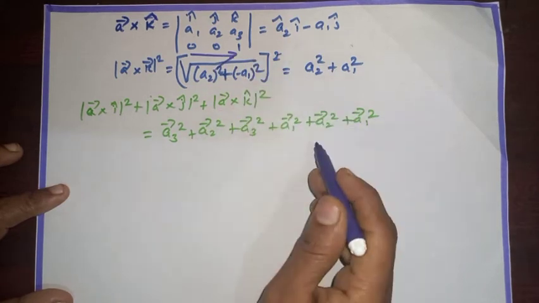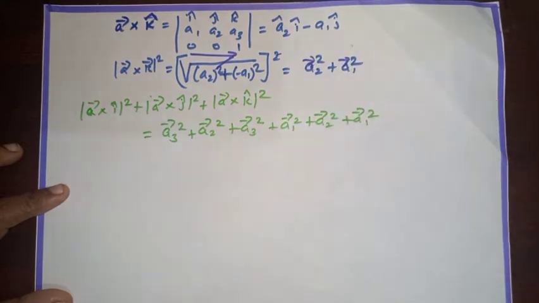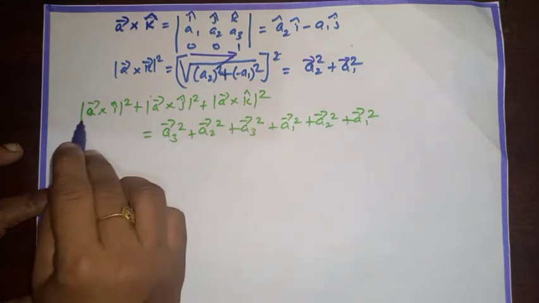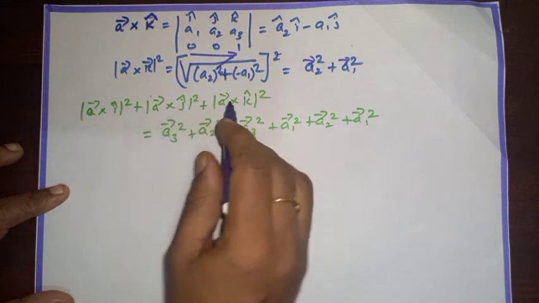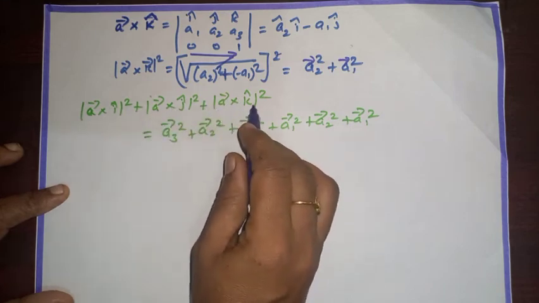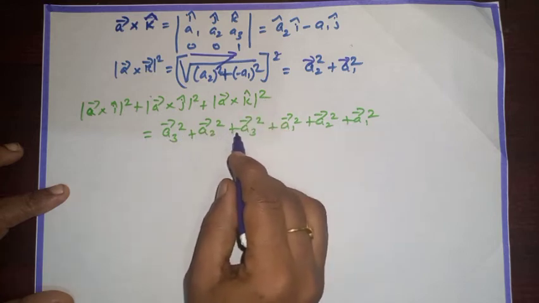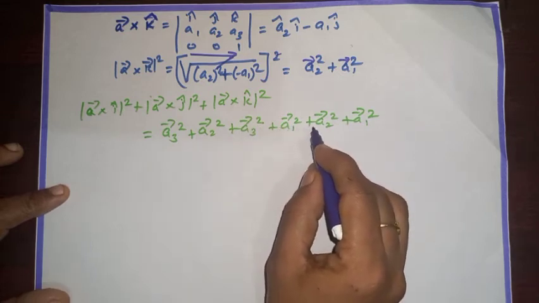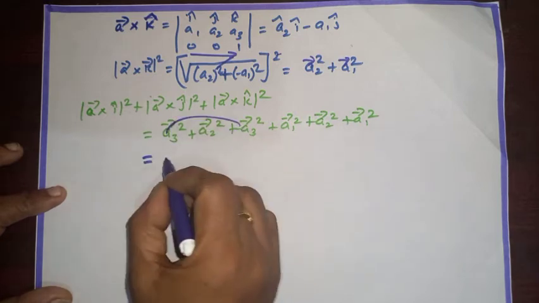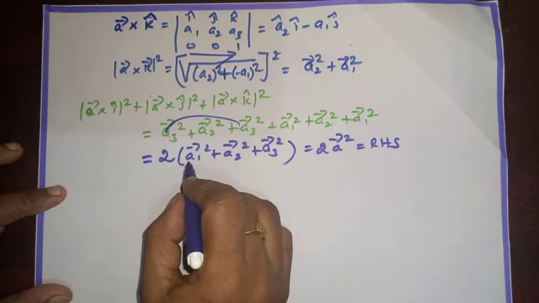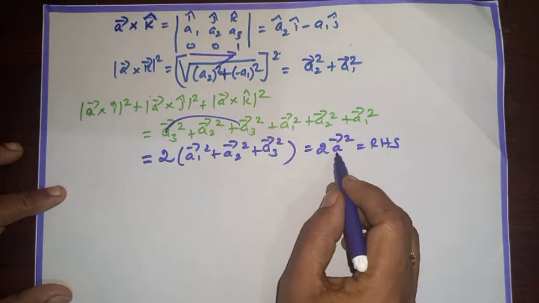Square root and the square will be cancelled. Then we have vector A2 square plus vector A1 square. Now consider the left hand side. Magnitude of vector A cross vector I the whole square plus magnitude of vector A cross vector J the whole square plus magnitude of vector A cross vector K the whole square, which is equal to vector A3 square plus vector A2 square plus vector A3 square plus vector A1 square plus vector A2 square plus vector A1 square, which is equal to 2 of vector A1 square plus A2 square plus A3 square, which is equal to 2 vector A square, that is equal to RHS.